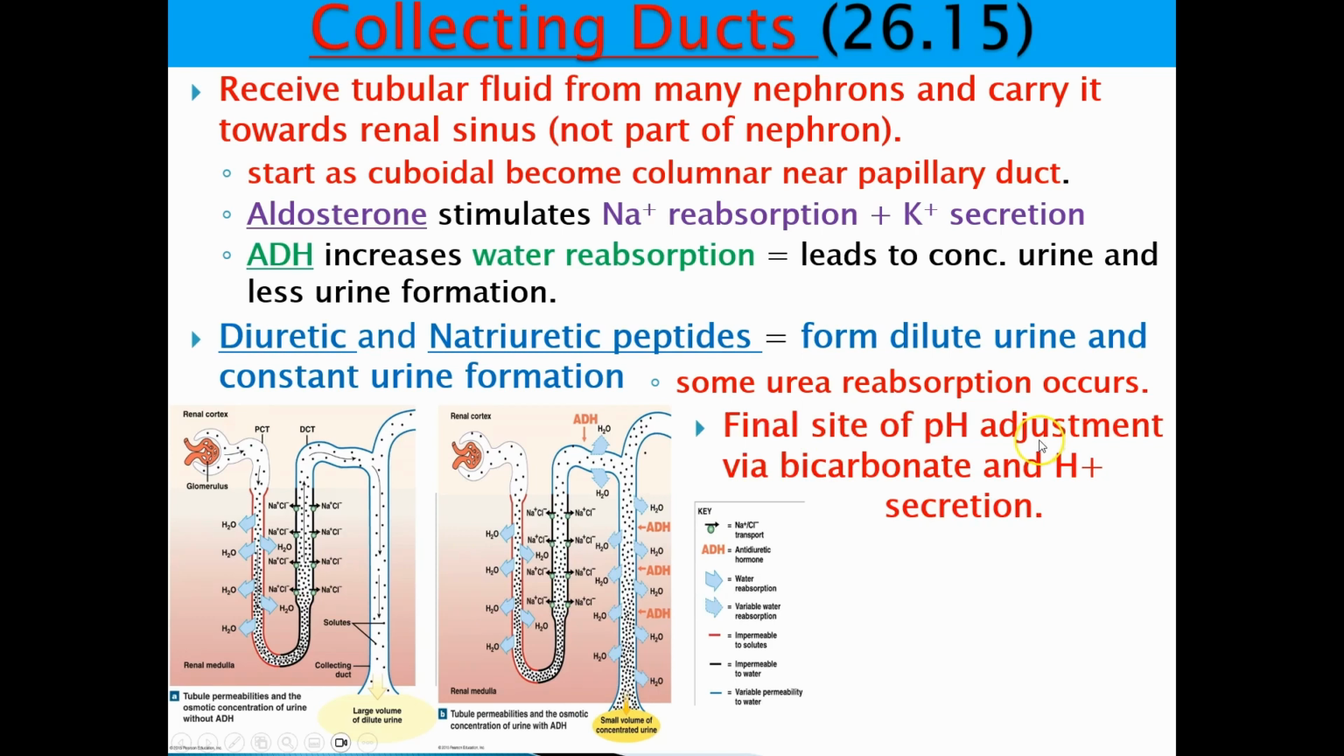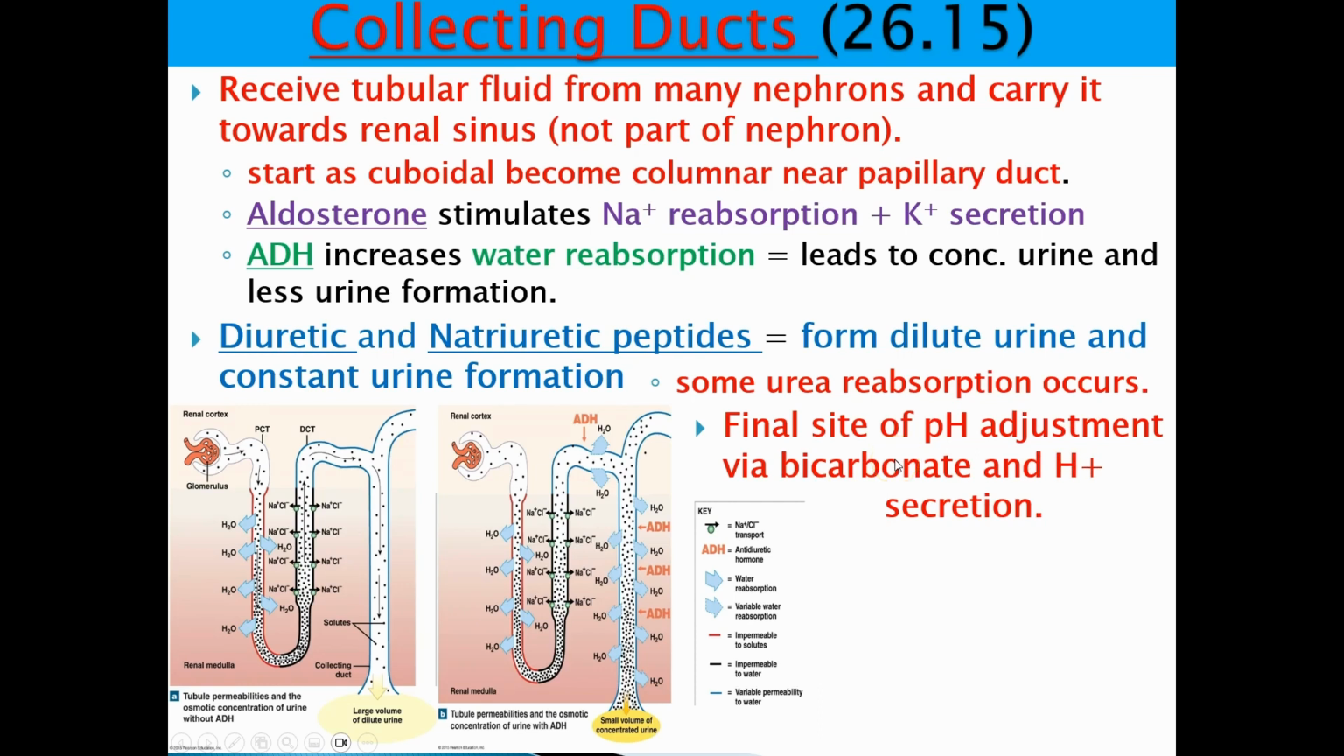And the final major point to really get down here is this is the final site of pH adjustment, and that's going to happen by either secreting or reabsorbing the bicarbonate ion and the H+. And so when it comes to adjusting it, we're either going to secrete bicarbonate and reabsorb H+, or we're going to secrete H+ and reabsorb bicarbonate ion.